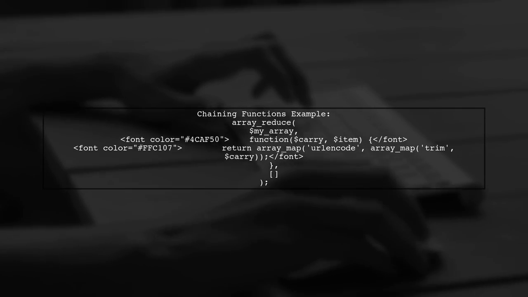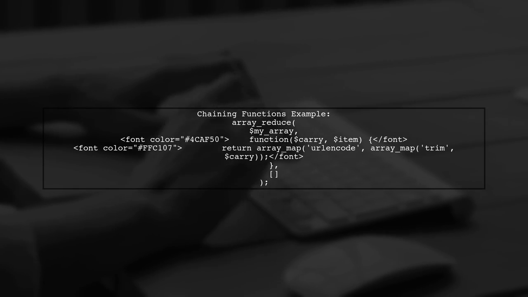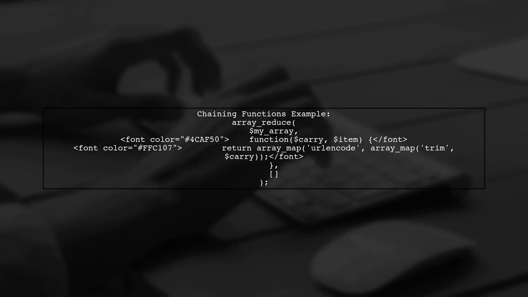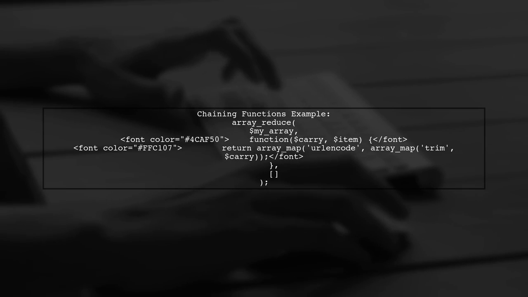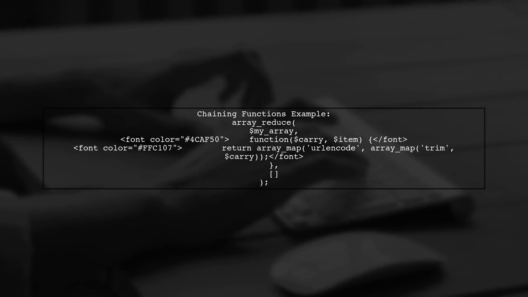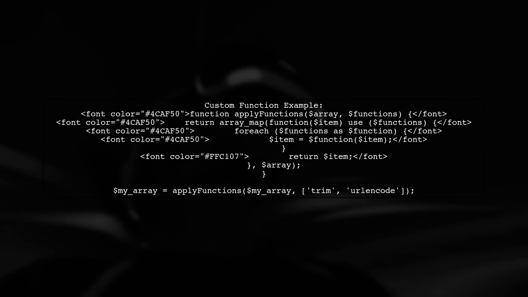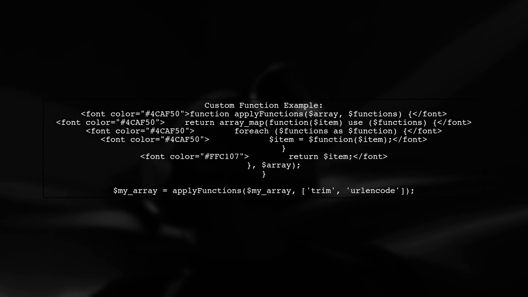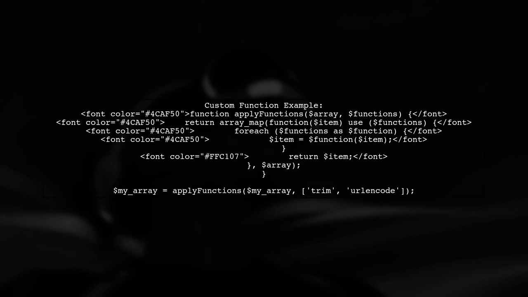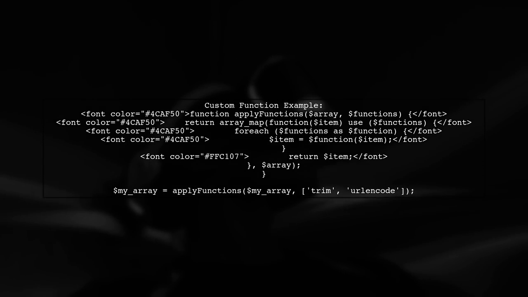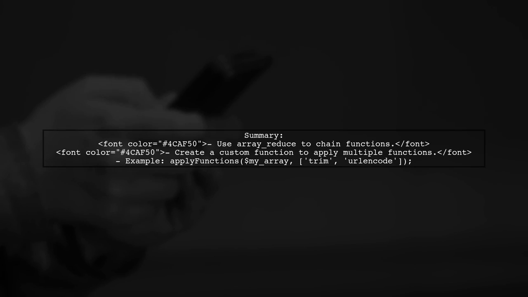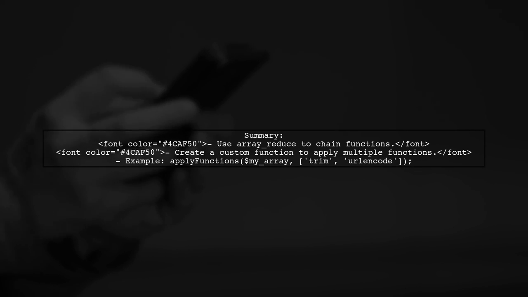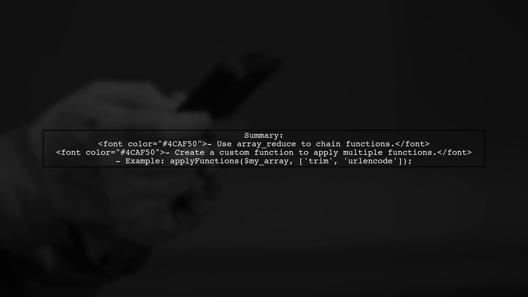To apply multiple functions, we can use a combination of ArrayMap and ArrayReduce. This allows us to chain functions together. Alternatively, we can create a custom function that applies multiple functions to each element of the array. In summary, while ArrayMap does not directly support multiple functions as its first argument, we can use ArrayReduce or create a custom function to achieve this.